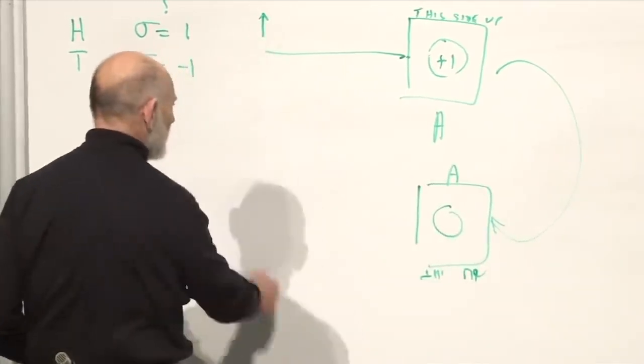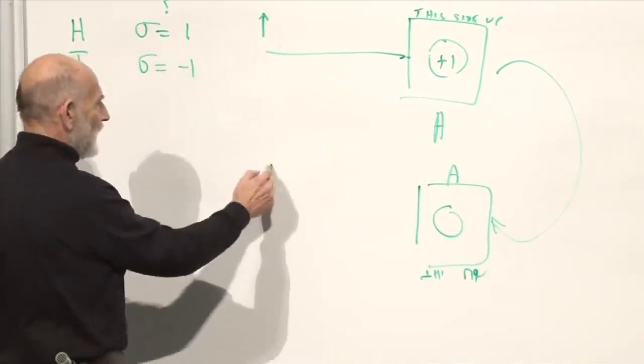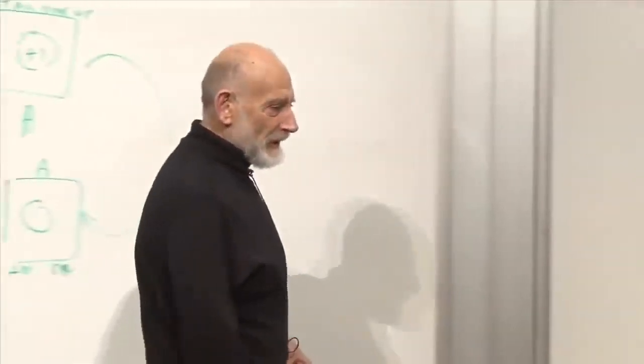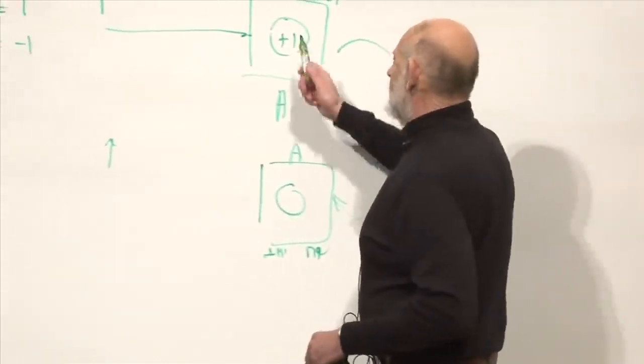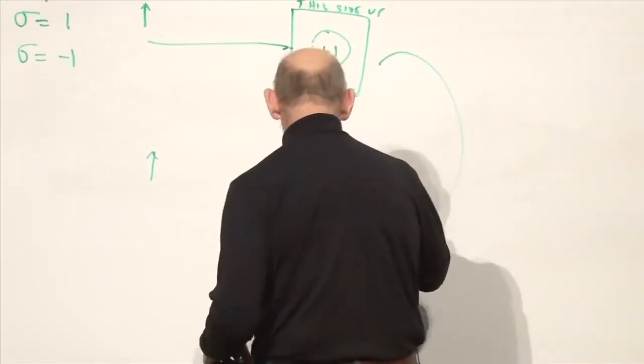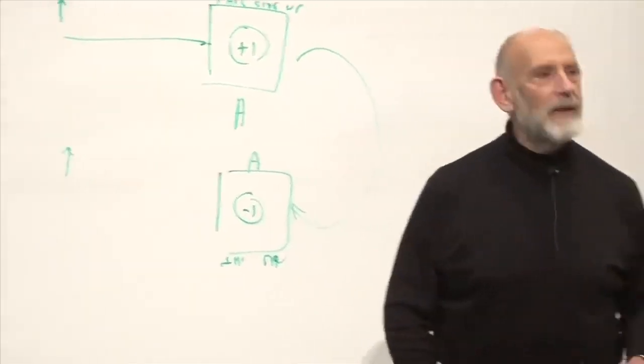And now we're going to probe the qubit again. And what do we learn in this case? We discover that instead of getting +1, we get -1. By turning the detector over, we get the opposite answer.